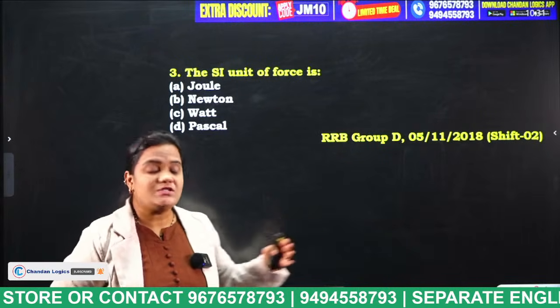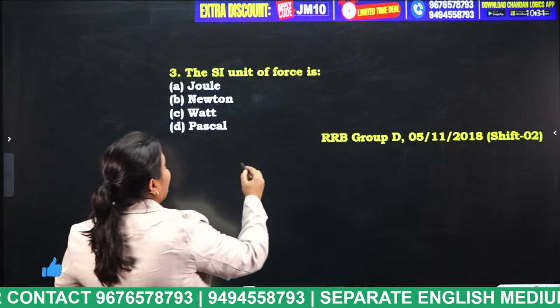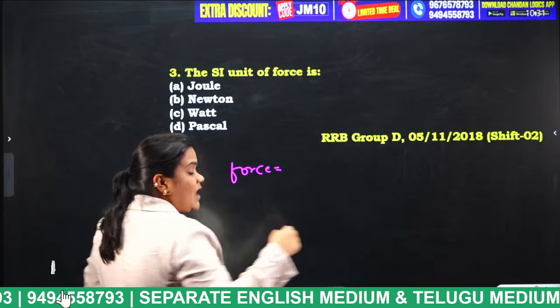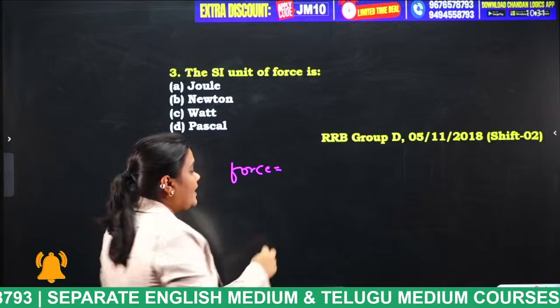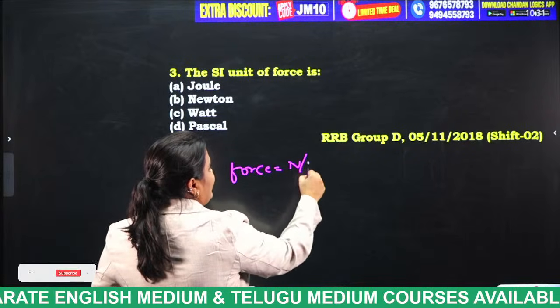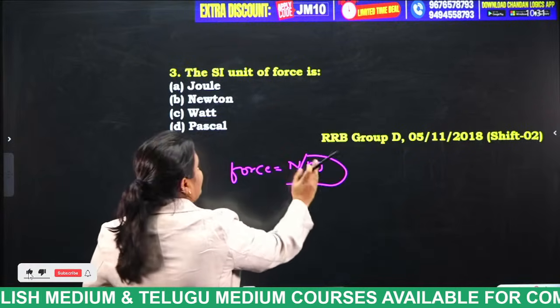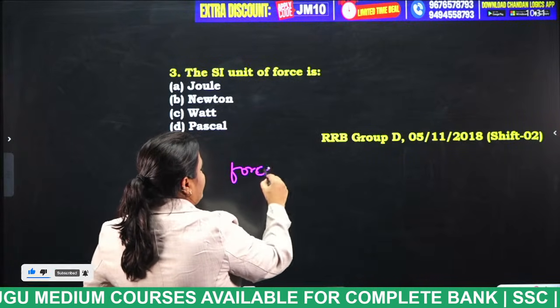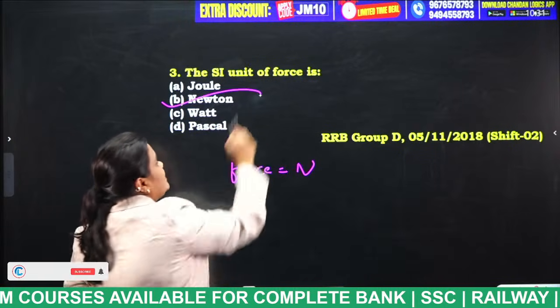And what are the units of force? We all know that Newton per meter. Force is nothing but pushing or pulling of a body, and the units of force are Newton per meter. So what is the answer? Sorry, Newton. The unit of force is Newton. So this is the answer for this question.